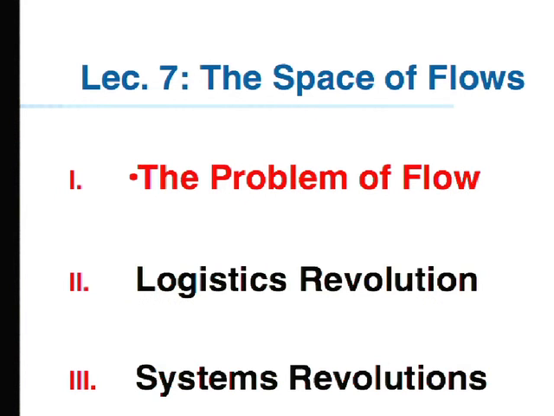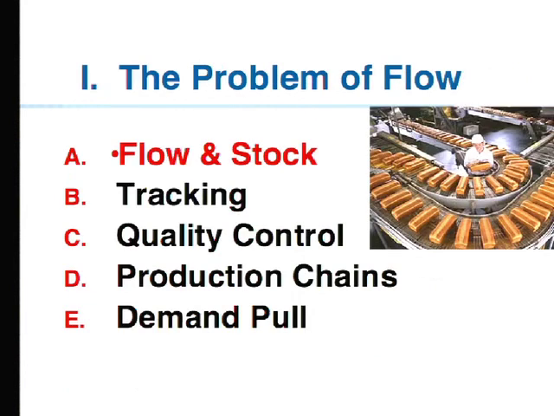Okay, so we'll start with the problem of flow. We have a number of categories here: flow and stock, tracking, quality control, production chains, demand pull. All variations on the theme. I love that picture I pulled off today, that picture of loaves of bread. You notice how compact the spatial organization of that production line is. Something you don't generally think of. But again, spatial organization, even at the micro scale within the factory, can be very, very important to efficiency.